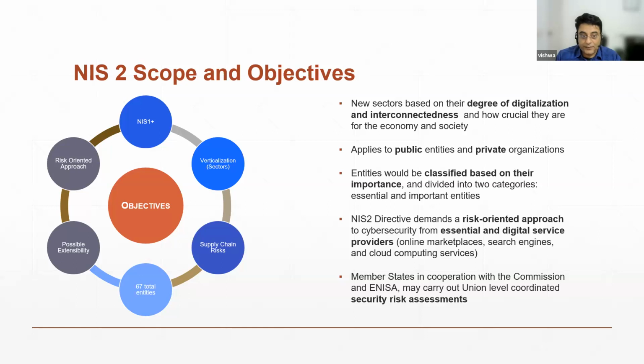Entities as such would be divided, the ones that we talked about on the previous slide, into two categories. One is the essential entities, and the other one is the important entities. And this may be subjected to different supervisory regimes depending on how the interpretation happens with the different countries and their laws that come up. The directive expands the scope of the previous rules by adding new sectors. And the most important thing that the directive looks into is the degree of digitalization and interconnectedness of that particular entity or the type of entity.